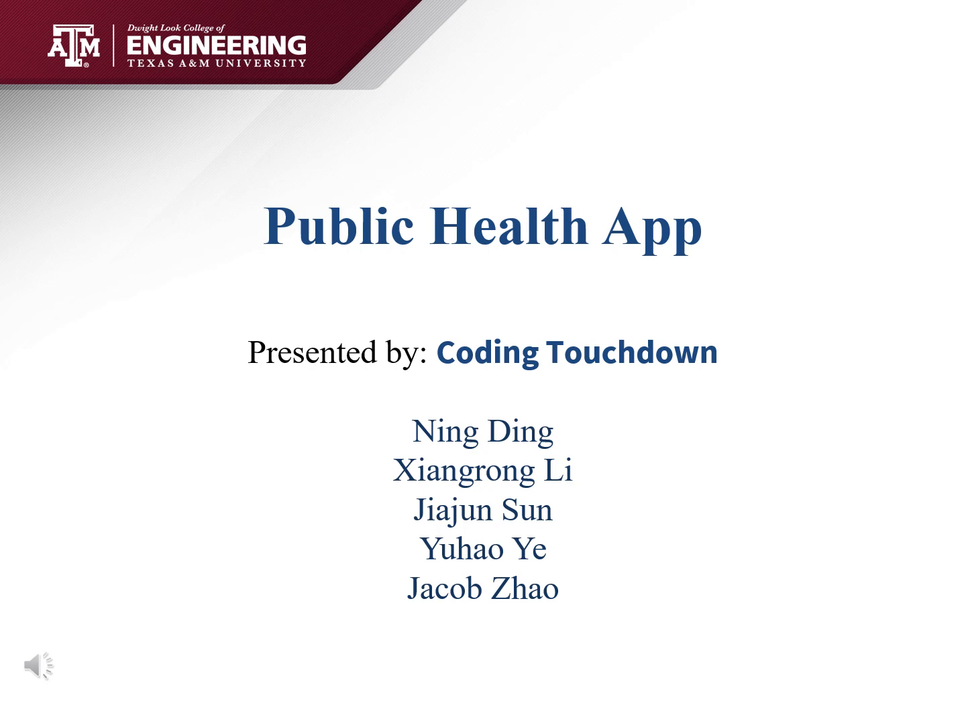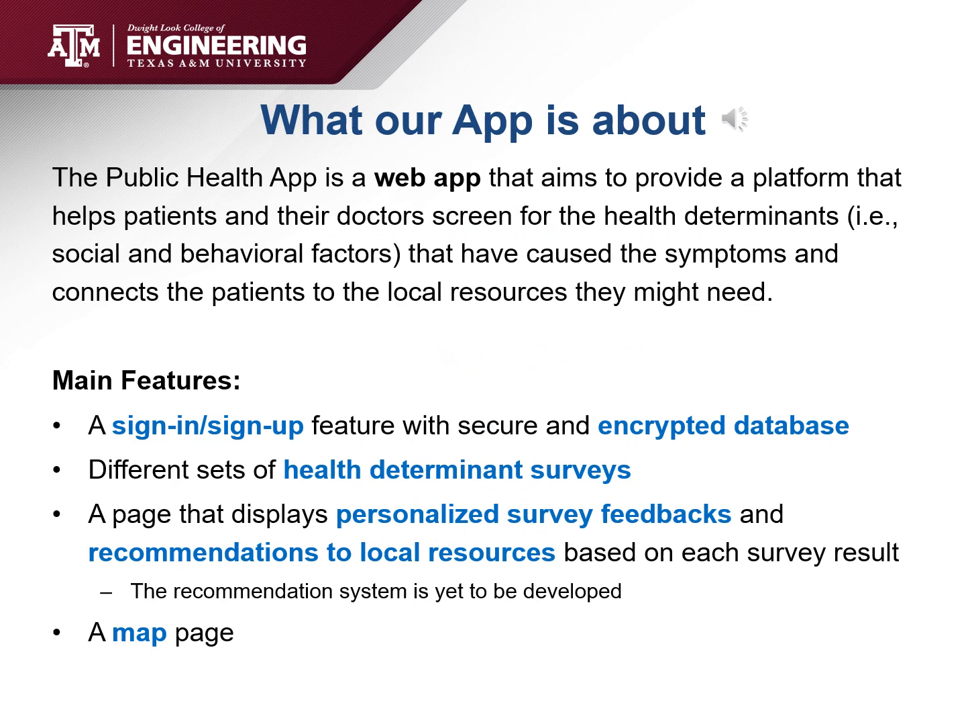The project we are presenting to you is called the Public Health App. The Public Health App is a web application that aims to provide a platform that helps the patients and their doctors screen for the health determinants that might have caused the symptoms. The platform will also connect the patient to the local resources they might need. For example, if a patient receives a survey feedback indicating his food insecurity, then the application might recommend local food banks that are available to him.